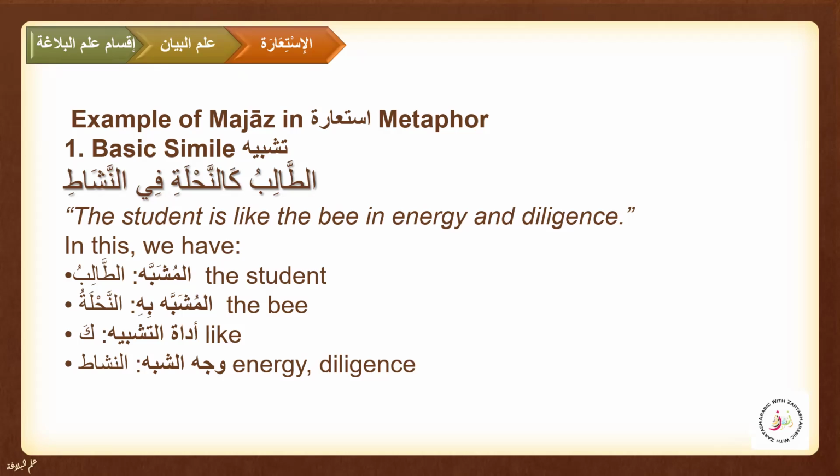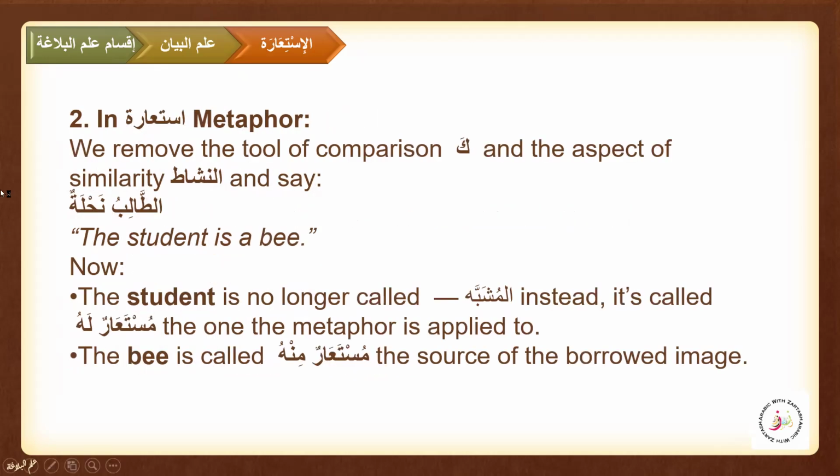So this kind of metaphor is called the istiara, a figurative borrowing that creates a visual sense. We can say a scene in the listener's imagination. So when we say the student is a bee, the student is no longer called the mushabbah. Instead, it is called mustarun lahu, the one the metaphor is applied to. And the bee is called mustarun minhu, the source of the borrowed image.